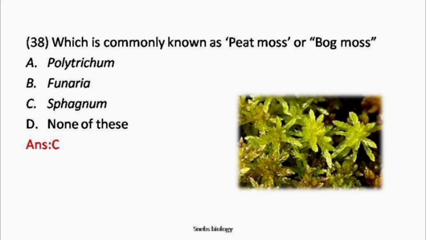Next, question number 38. Which of the following is commonly known as peat moss or bog moss? Option A, Polytrichum. Option B, Funaria. Option C, Sphagnum. And option D, none of the above. So, Polytrichum is known as hair moss and Funaria is known as cord moss. So, the correct option is Sphagnum, which is known as bog moss.